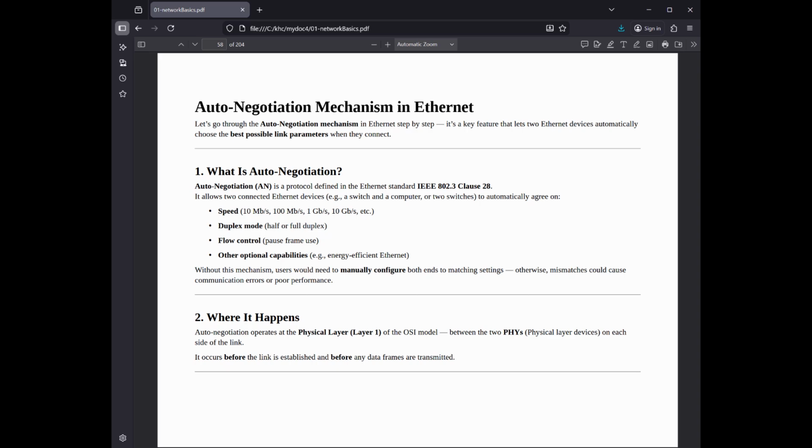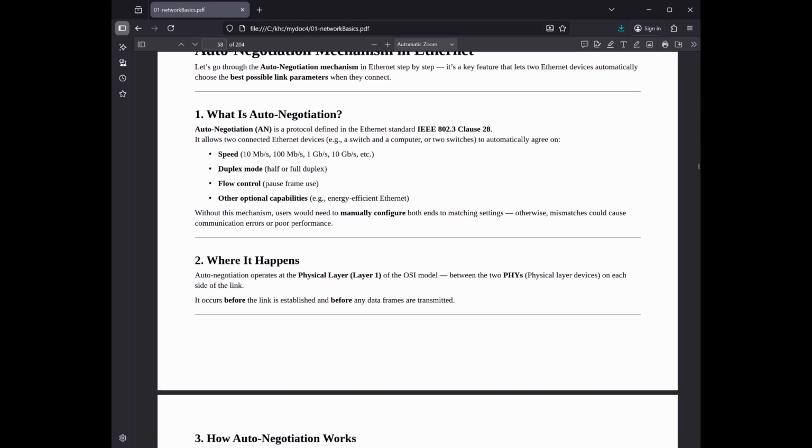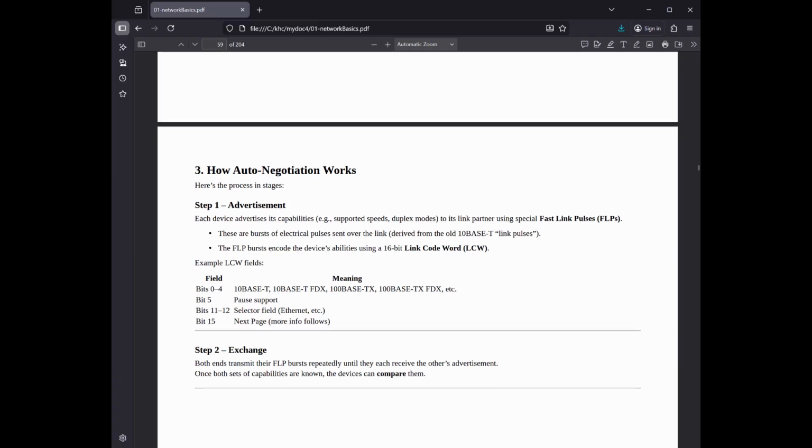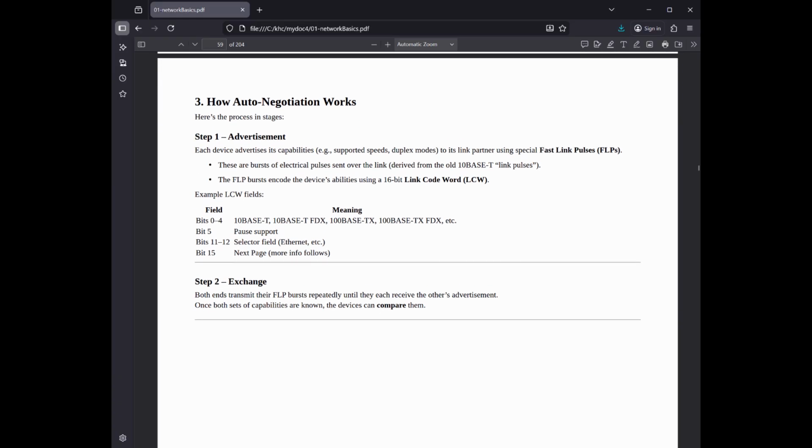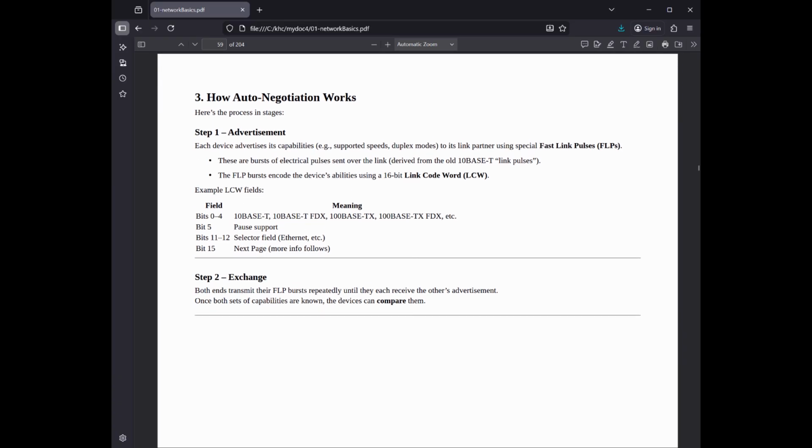2. Priority-based resolution. After receiving the capabilities from the peer device, both devices compare the information. They select the highest performance common operating mode they both support. The standard follows a priority order, generally favoring higher speed over lower speed, and full duplex mode over half duplex at the same speed. 3. Mode configuration. Once an agreement is reached, both devices configure their physical layer interfaces to the negotiated settings, for example 1000 Mbps, full duplex, and begin normal data transmission.